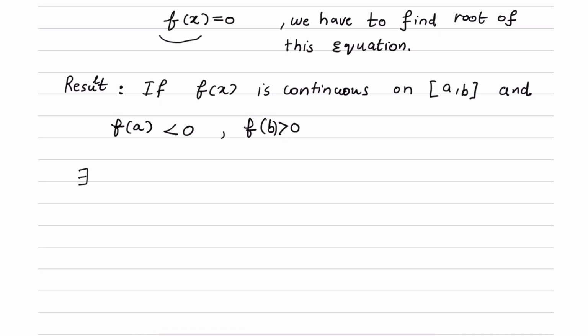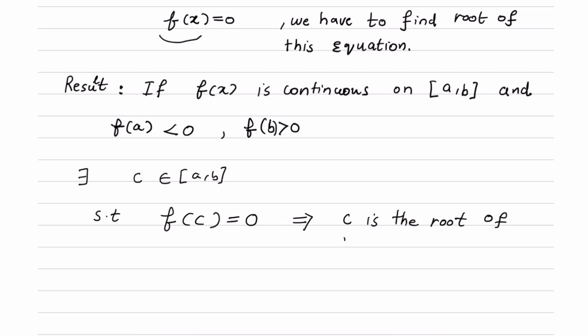Then there must exist some C, another number belonging to this interval AB, such that f of C will be equal to 0. Means at that number C the value of the function will be 0, and from the definition of the root of an equation, this implies that C is the root of the equation f of x equal to 0.